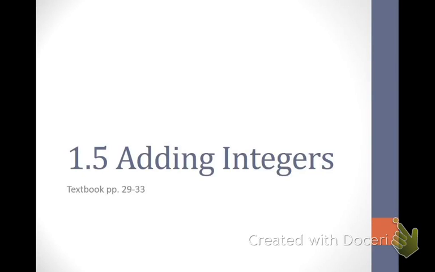Okay, today we're in section 1.5, adding integers. All right, what is an integer? We learned that on Friday. What's an integer? Yeah, it's basically a whole number. So it's 1, 2, 3, 4, 5, -1, -2, -3, -4, -5. It can be both positive and negative.